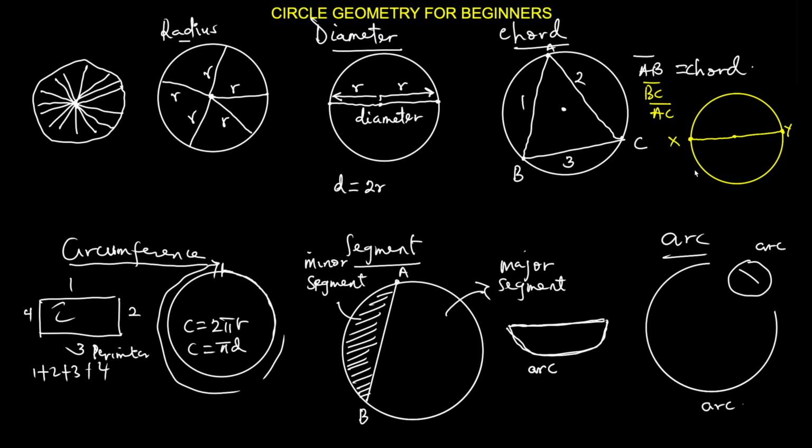Okay, so we can simply refer to diameter as the longest chord you can have on a circle. So let me just put that down. Diameter is the longest chord in a circle.